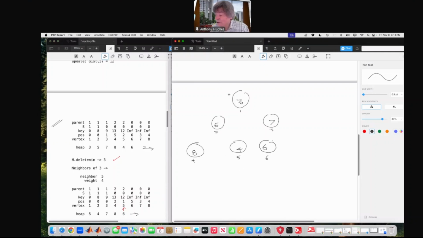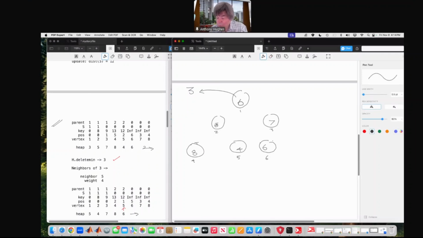Well, delete 3 is we kick 3 out. So 3 is the one that we kick out. Okay. I'll put it here. And we move 6 up. And so we move it to there.